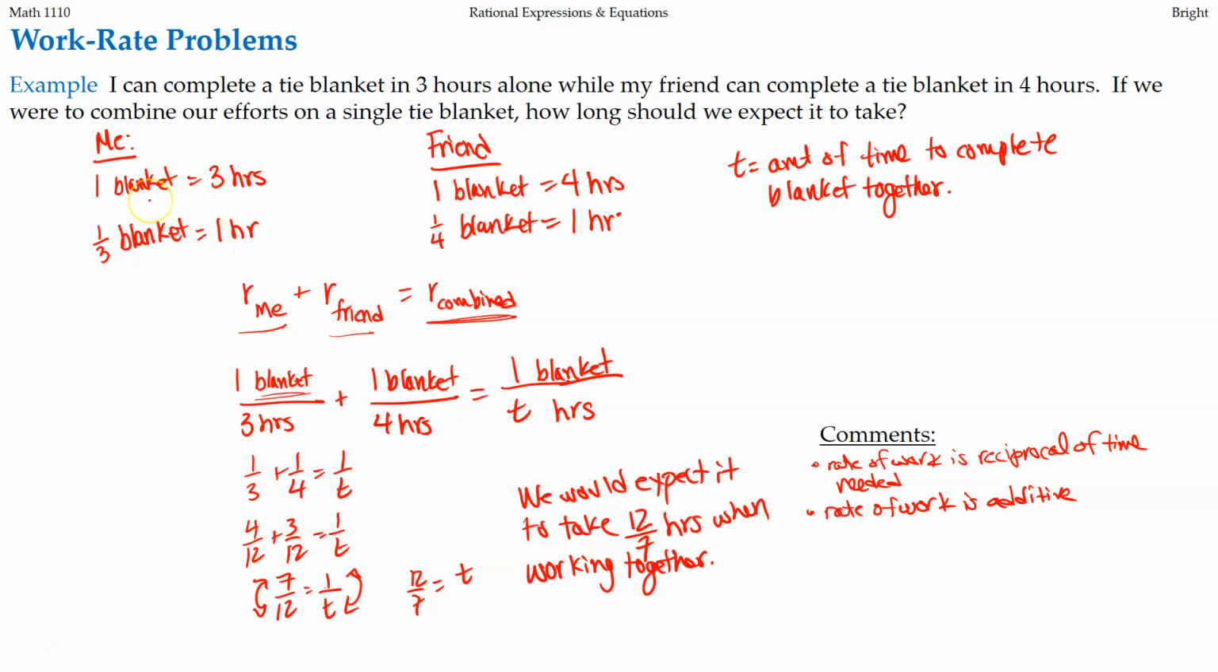Think about the two rates that were given, or two bits of information, and how they relate together. Define a variable most certainly, and then write out the rates, work through the math, and then conclude in context.